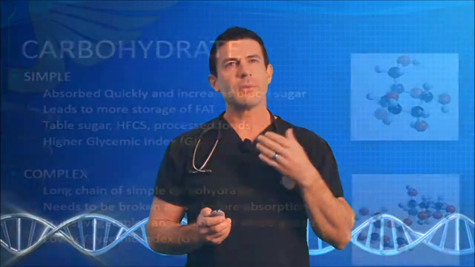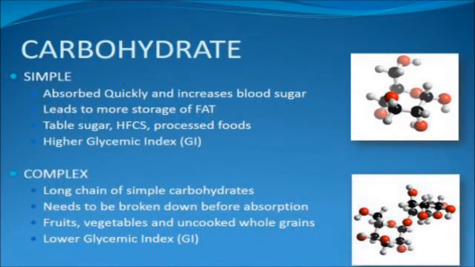Focusing in on the carbohydrates, there's really two types I want you to know about. The first one is the simple carbohydrates. The second one is the complex. With the simple carbohydrates, they're absorbed very quickly and they increase your blood sugar very quickly as well. The simple carbohydrates are going to lead to more fat storage. These are things like table sugar, high fructose corn syrup, the processed foods, and things that have a high glycemic index, which we'll talk about here in a little bit.